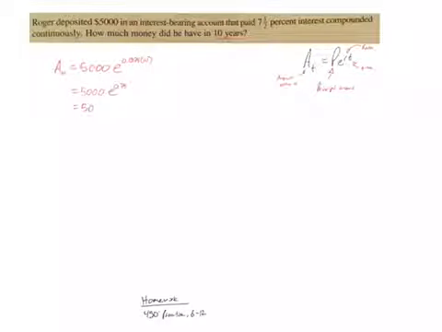It's going to be 5,000 times 2.117. If you multiply that by 5,000, you get $10,585 and 0 cents. That's how much you would earn at the end of 10 years. That's awesome, right?